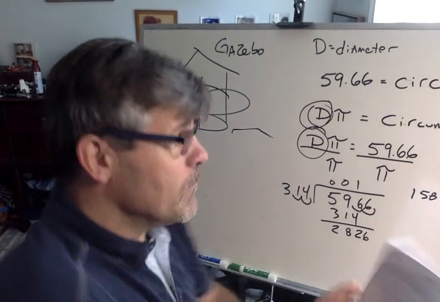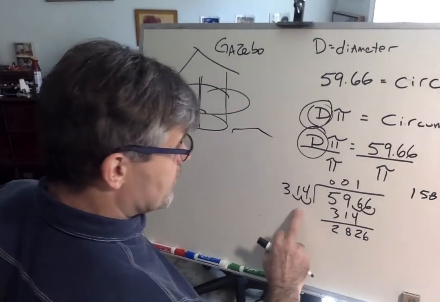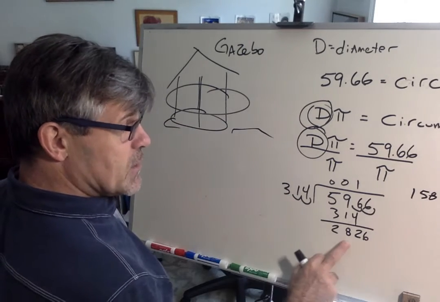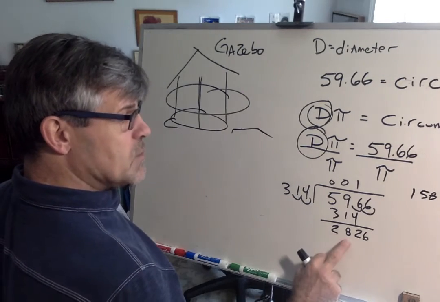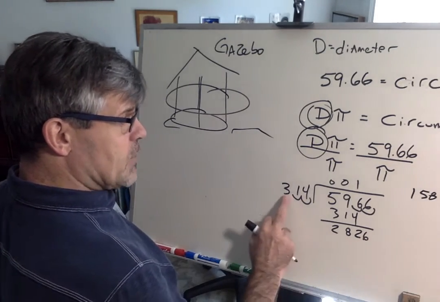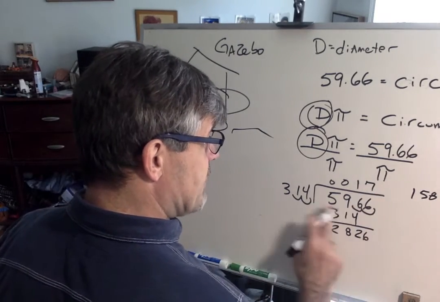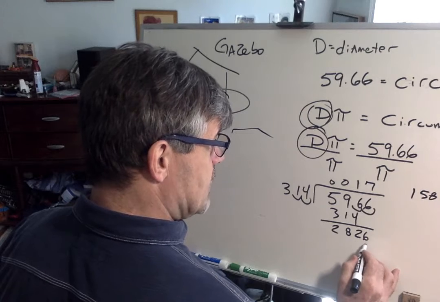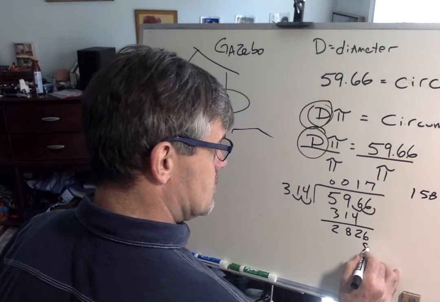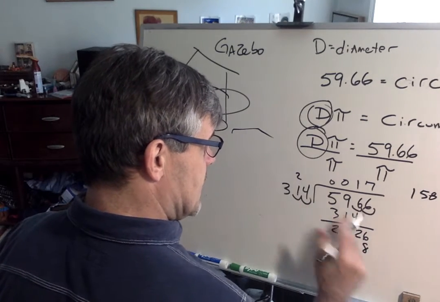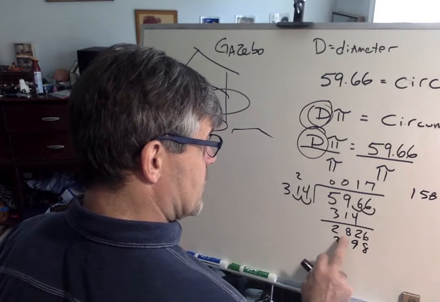Okay, so we're figuring out how many times 314 is going into 2,826. I know that 3 goes into 28 about 7 times. I'm going to try this. I'm not real sure. 7 times 4 is 28. 7 times 1 is 7, 9, 21. So that's wrong.